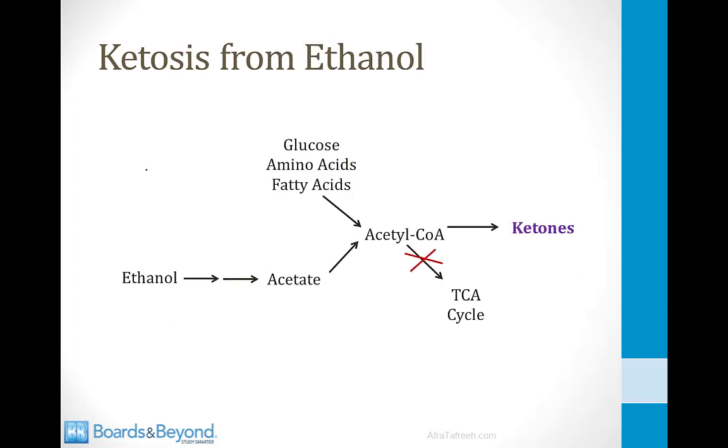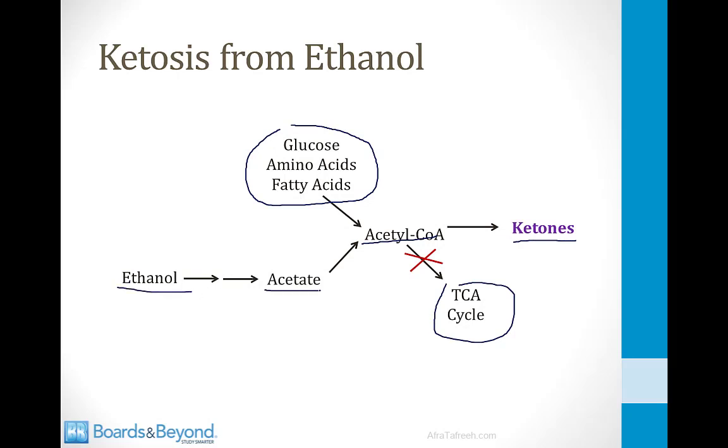So here's a summary slide of some of the ways you develop ketones in alcoholism: glucose and amino acids and fatty acids, and all the usual molecules that can be metabolized into acetyl-CoA cannot be metabolized further via the TCA cycle, so thus they are shunted to ketones. In addition, ethanol is converted to acetate, and that is converted to acetyl-CoA, and that also is converted into ketones.